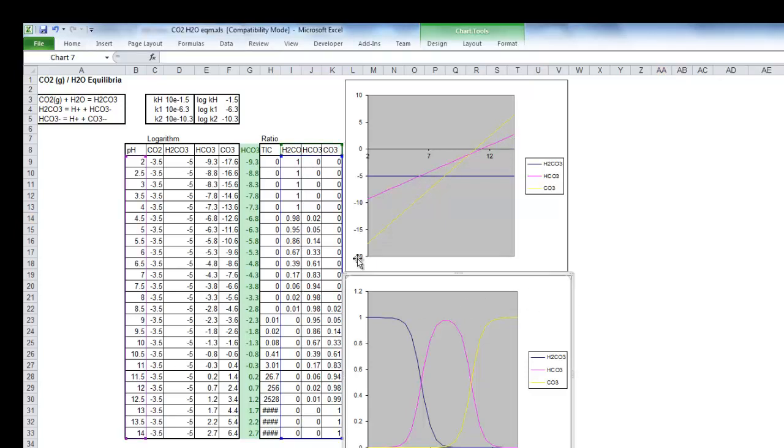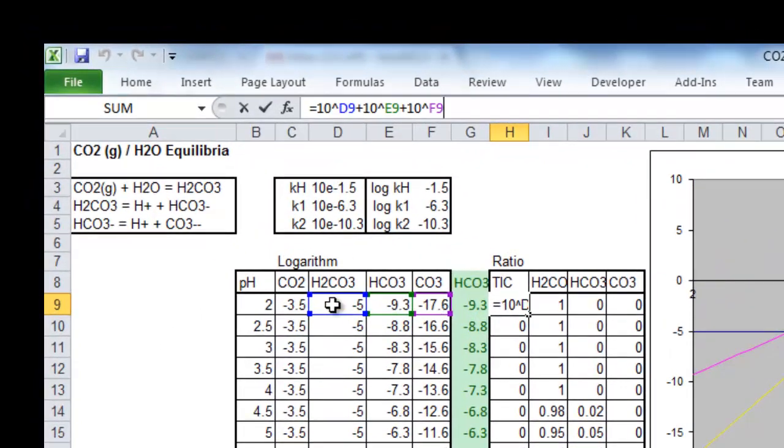The other graph here is drawn from looking at the ratios of these. In order to work the ratio out, first of all we need to work out TIC. TIC stands for total inorganic carbon, so that's the total concentration, and that's worked out by taking each of these log concentrations and turning them back into actual concentration. To do that, of course, if the log concentration is minus 5, then the actual concentration is 10 to the minus 5. So that's what we've got here. 10 to the minus 5 plus 10 to the minus 9.3 plus 10 to the minus 17.6. And that's the total of the inorganic carbon concentration.